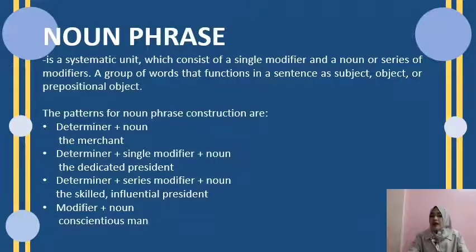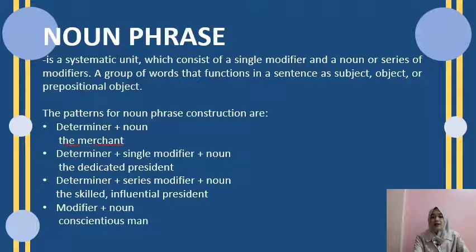A noun phrase is a systematic unit which consists of a single modifier and the noun, or a series of modifiers. A noun phrase can function in a sentence as the subject, object, or prepositional object. The patterns for noun phrase construction are: the first one is determiner plus noun. The is the determiner and merchant is the noun. Another is determiner plus single modifier plus noun.